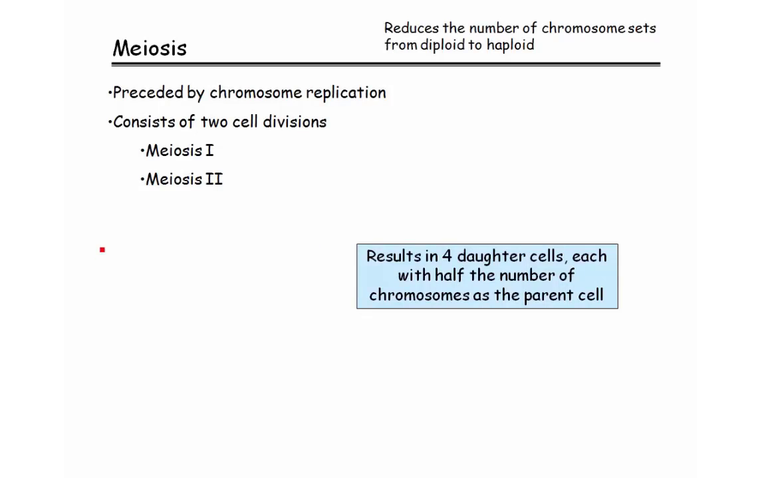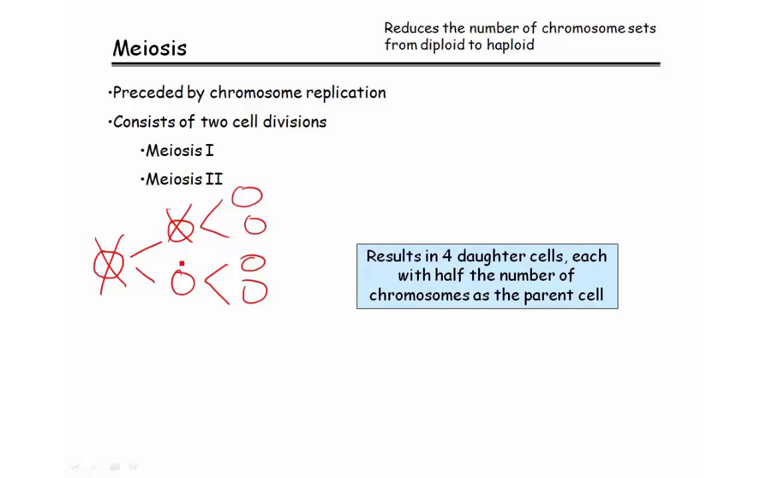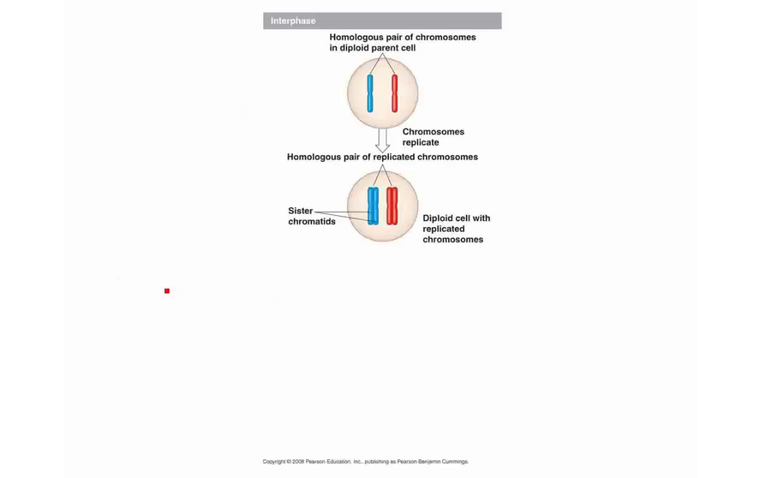So we're going to take one parent cell, split it once in meiosis 1, and then take each of those and split them again. So this is what we mean by our 2 divisions. This is where the 4 daughter cells will come from, and each of those daughter cells is going to be egg cells or sperm cells, depending on whether we're talking about this process taking place in the ovaries or the testes.